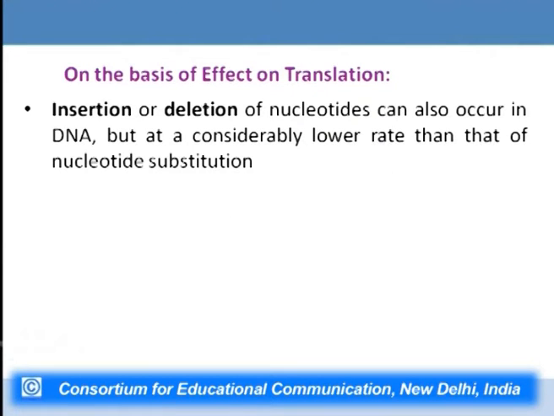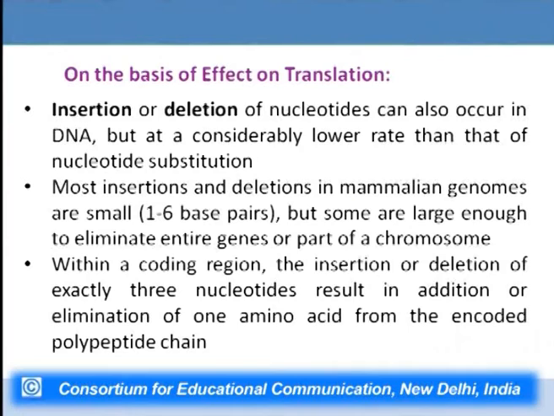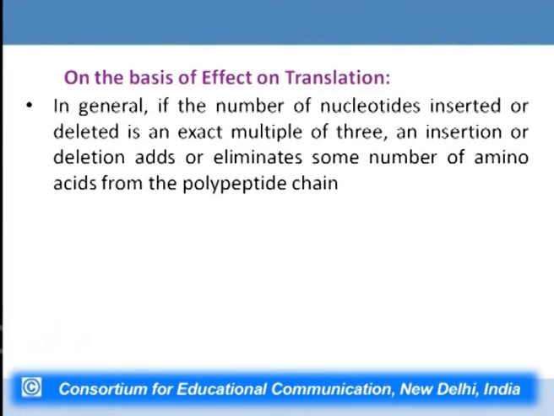Now, another aspect is that insertion or deletion of nucleotides can also cause a change in the sequence of the DNA, but it occurs at a lower rate than nucleotide substitution. Most insertions and deletions in the mammalian genomes are small, but some are large enough to eliminate an entire gene or a part of a chromosome. Within a coding region, the insertion or deletion of exactly 3 nucleotides results in the addition or elimination of one amino acid from the encoded polypeptide chain.